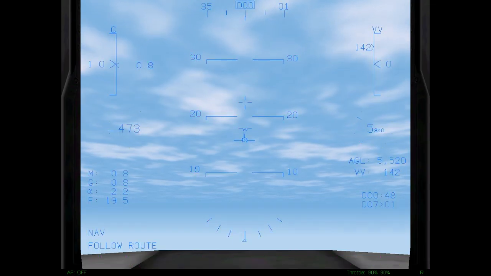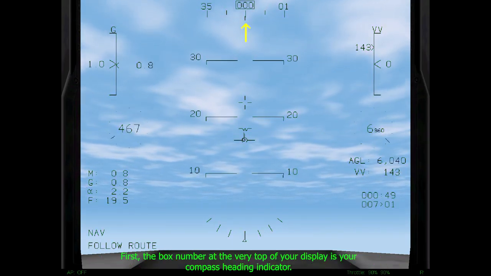By now you've realized there's a lot of information on your HUD. Pressing the comma and the period keys will cycle through your available HUD colors. I'll walk you through the important things step by step. First, the box number at the very top of your display is your compass heading indicator. This will show you the current heading of the airplane at all times. North is 0 degrees, east is 90 degrees.